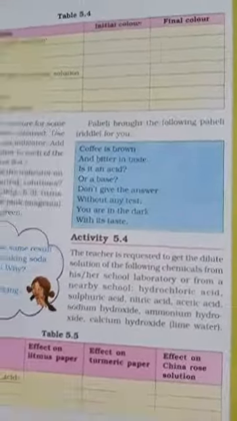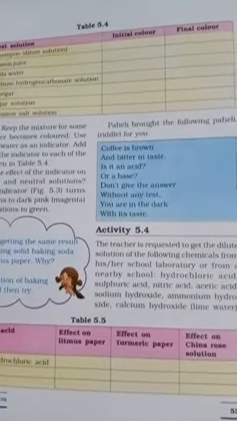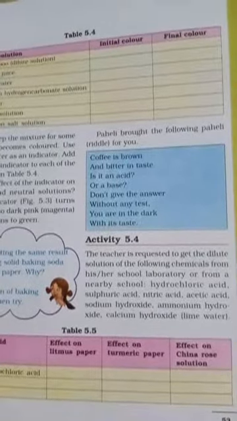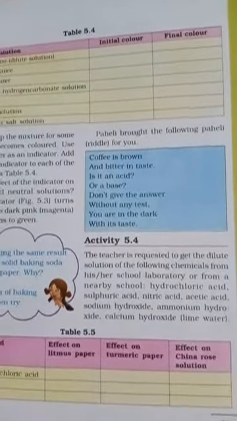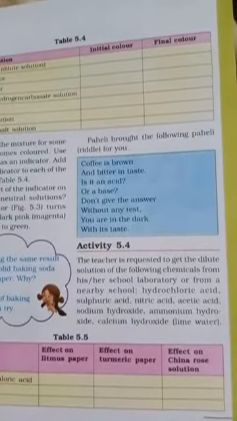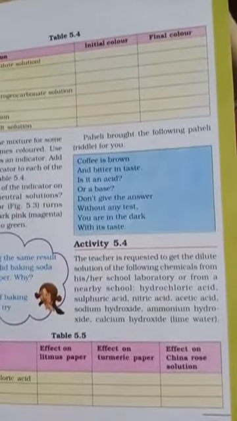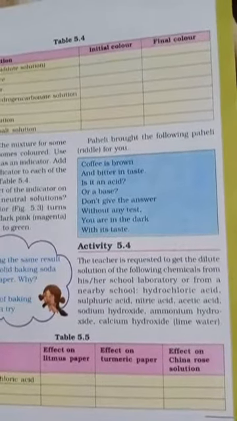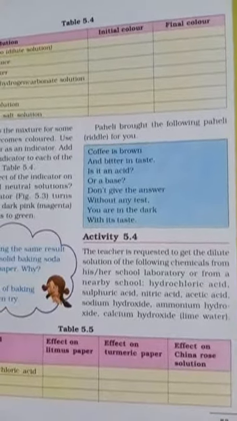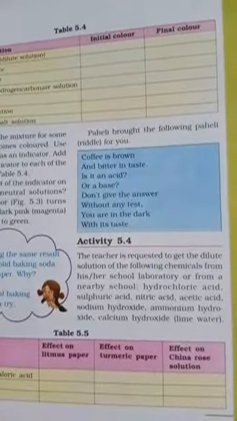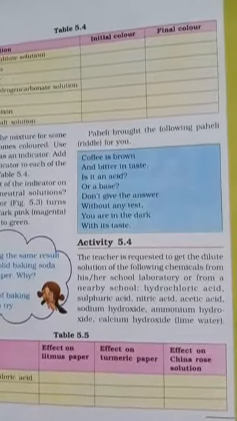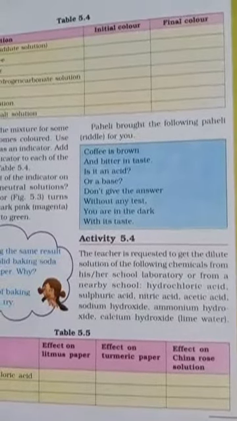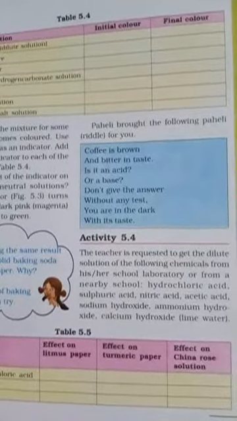So here is one activity that you have studied now. Coffee is brown and bitter in taste. Is it an acid or a base? Don't give the answer without any test. Different types of activities are given here. You are asked to test hydrochloric acid, sulfuric acid, nitric acid, acetic acid, sodium hydroxide, ammonium hydroxide and calcium hydroxide. These are all different kinds of acids and bases. You have to check all these solutions with litmus paper, turmeric paper, and even China rose indicator. By all these indicators you can check whether the given solution is acidic or basic.